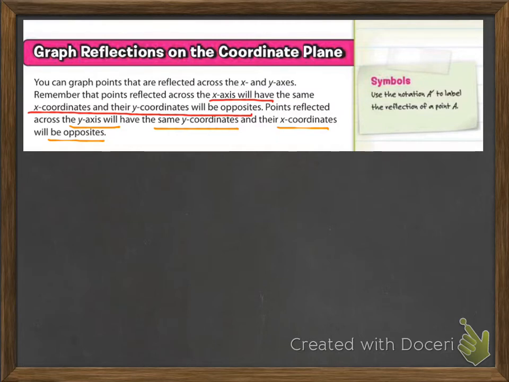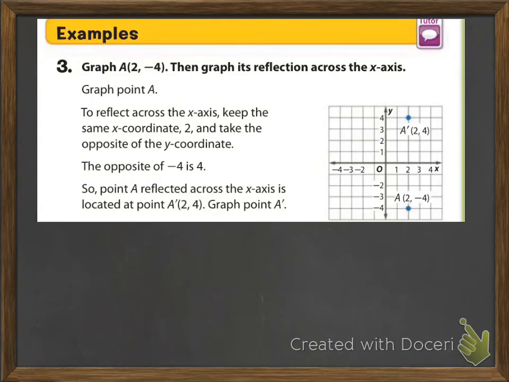Use the notation with this little slash through it to label the reflection of point A. So it looks like A and then a little apostrophe. So we're going to go ahead and use that as the reflection of point A. So that's an important note right here. You want to make sure that you pay attention to this note so that you know how to tell me that it's the reflection.